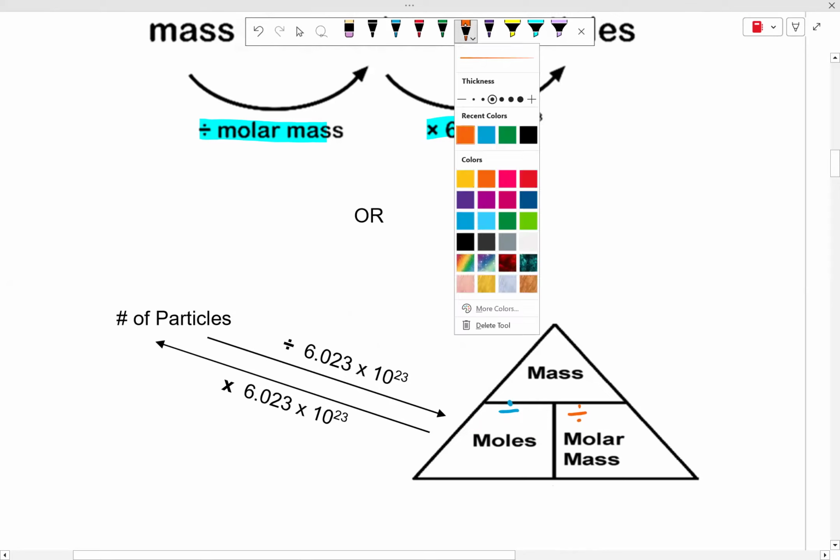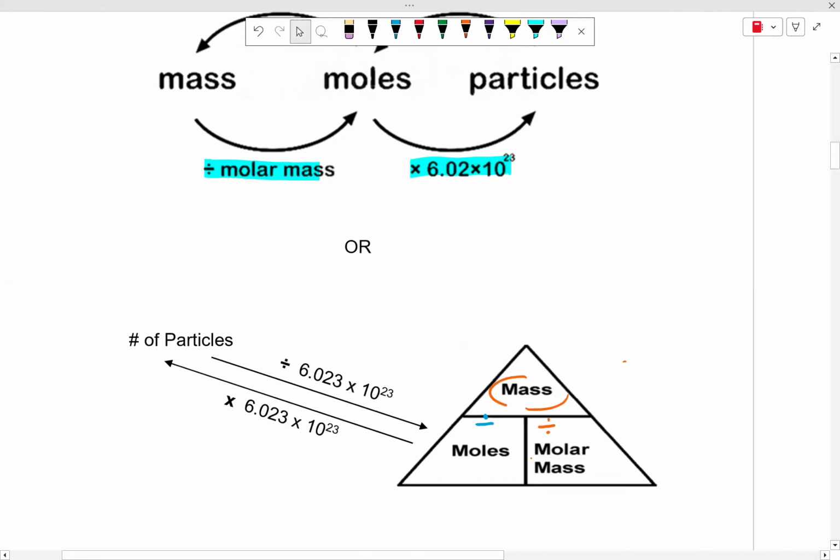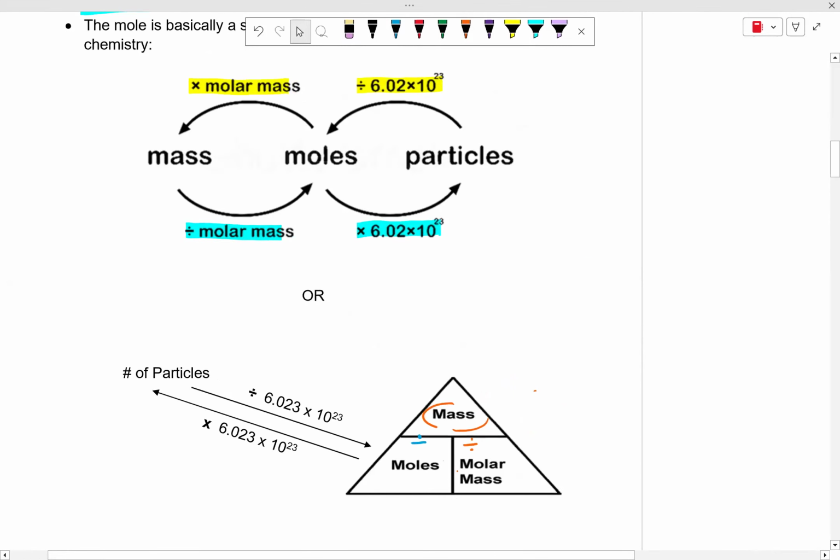And if I want to find the mass, I just take moles times the molar mass. Okay, so you can use this particular triangle as well. Now, it doesn't matter which method you use, so long as you get the answer. These two little formulas are a great starting point for your journey into the moles.